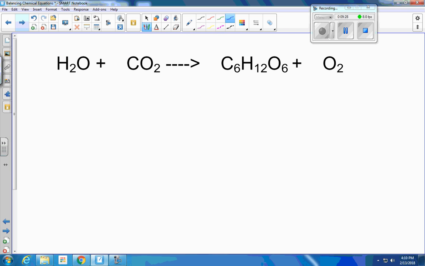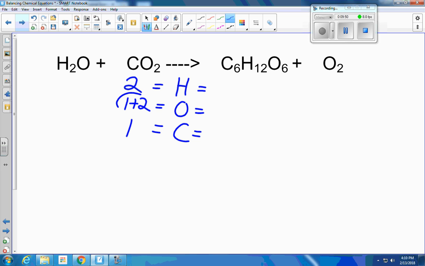We'll try another one here. This is the equation for photosynthesis. I list my elements, hydrogen, oxygen, and carbon. On the reactant side, I have 2 hydrogen, 1 oxygen, 1 carbon, plus 2 more oxygen. So we'll balance oxygen last. On the product side, I have 6 carbon, 12 hydrogen, 6 oxygen, plus 2 more oxygen. Now, according to my second rule, if you can't balance oxygen, we're going to go to hydrogen.